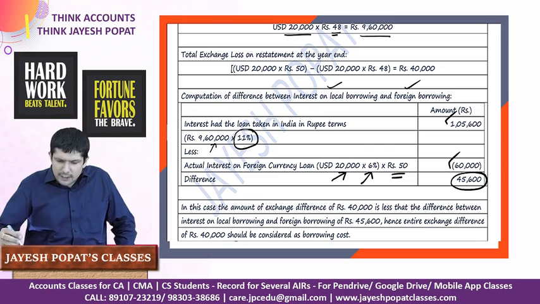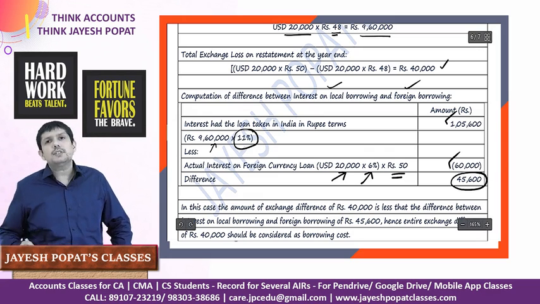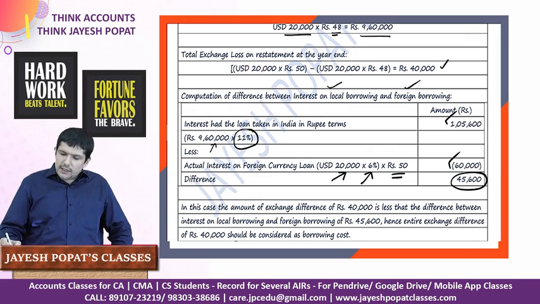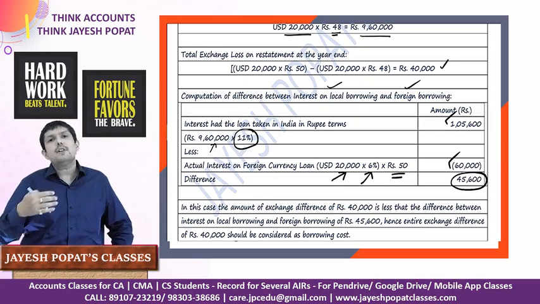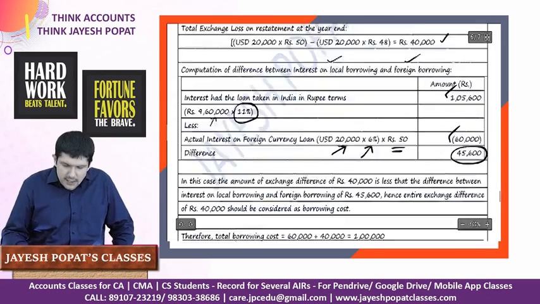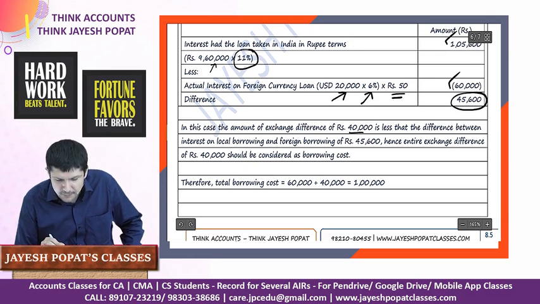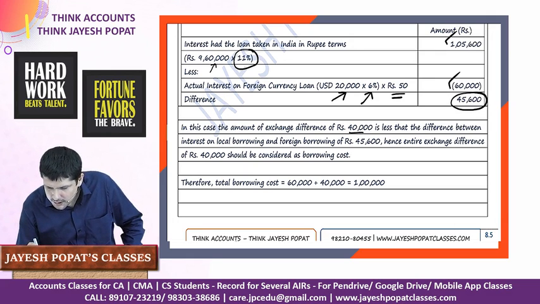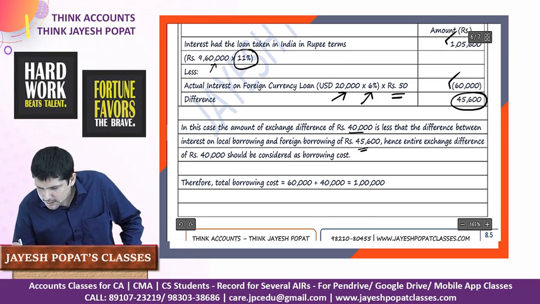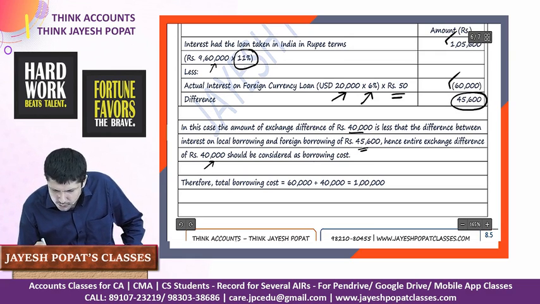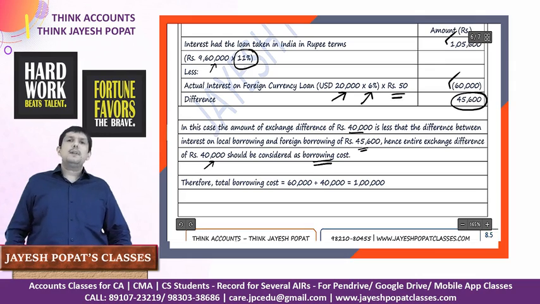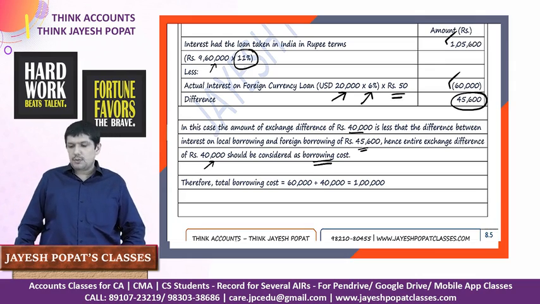But our foreign currency fluctuation is 40,000. So this entire foreign currency fluctuation is getting consumed by way of savings in interest. In this case, the amount of exchange difference is 40,000, which is less than the difference in the interest on local currency and foreign currency, and the entire amount of 40,000 should be treated as borrowing cost. Nothing should be treated as your foreign currency fluctuation.